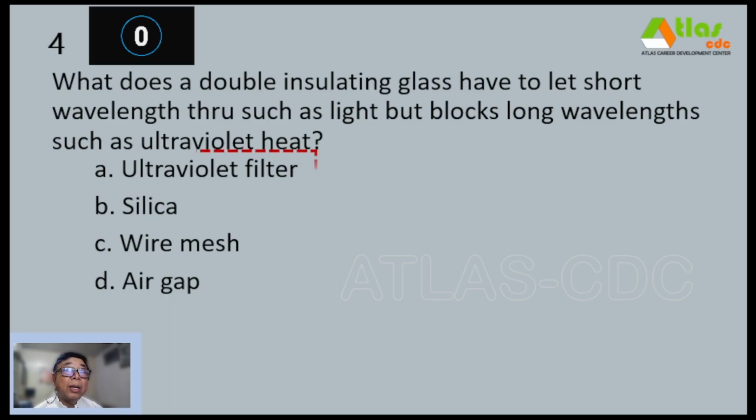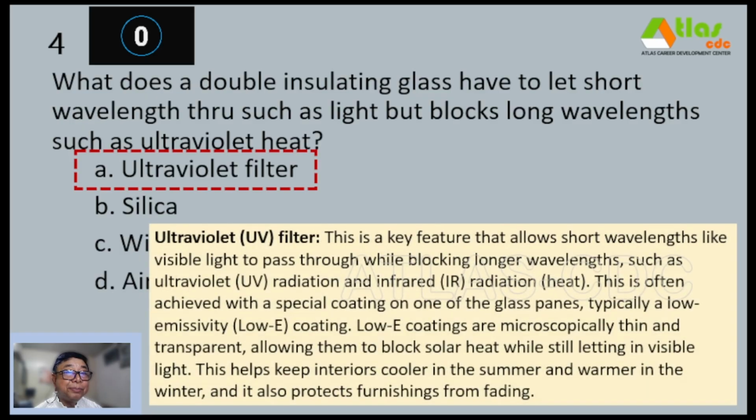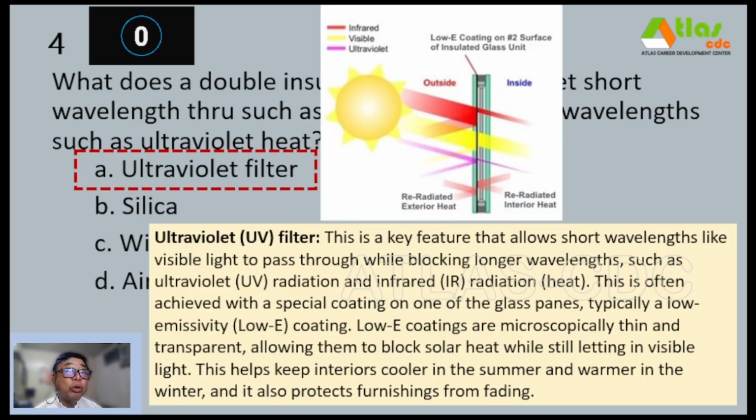And our correct answer is letter A, ultraviolet filter. So an ultraviolet or UV filter is a key feature that allows short wavelengths like visible light to pass through while blocking longer wavelengths such as ultraviolet or UV radiation and infrared or IR radiation for heat. This is often achieved with a special coating on one side of the glass, this one.